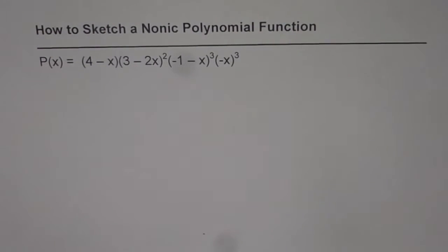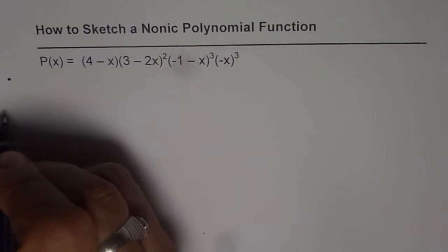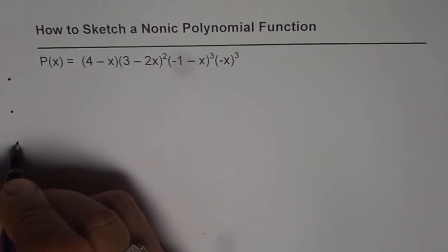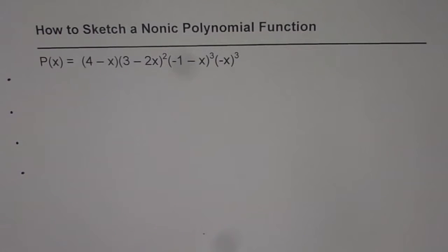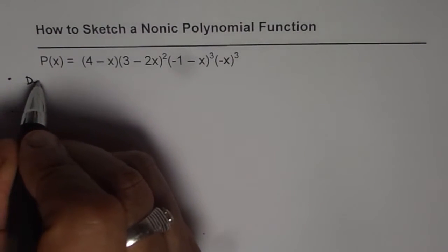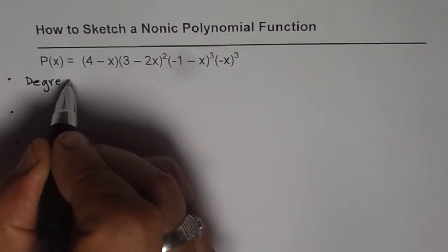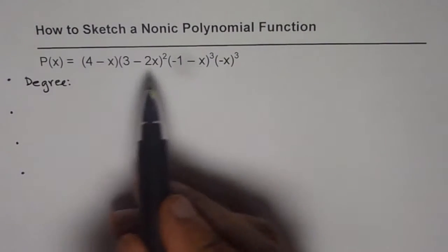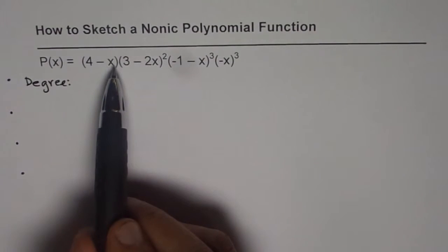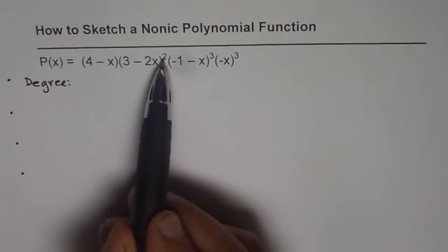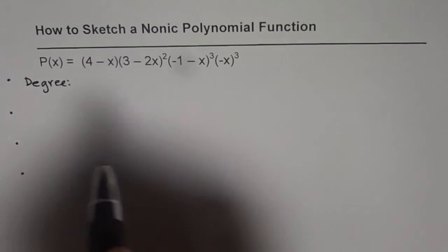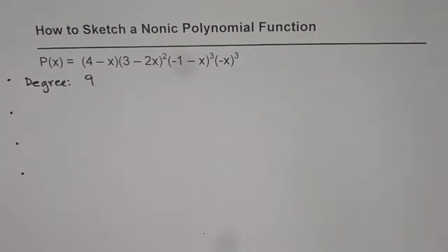So whenever you want to sketch a polynomial, what do you look for? Let's list those things, right? There are four major things which we should consider. Now what are these things? First thing is degree. So we should know what is the degree. It is very easy to find degree. Just count the exponents. 1 plus 2 is 3, 3 plus 3 is 6, 6 plus 3 is 9. So degree is 9 for us.